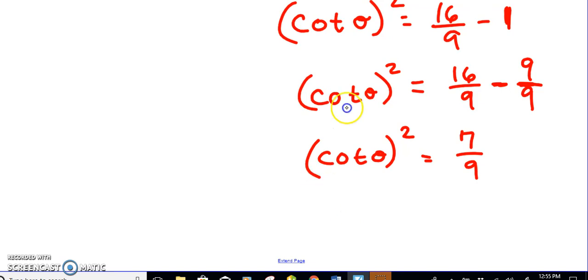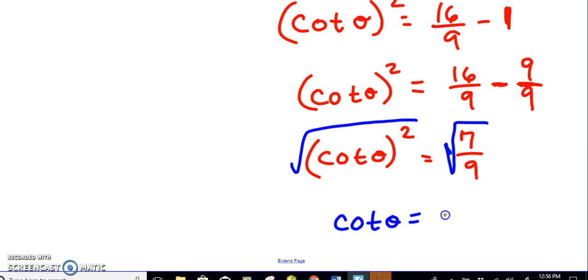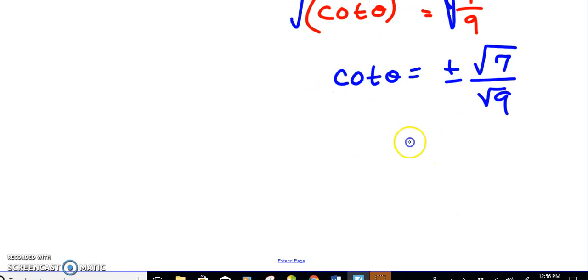And then to get cotangent by itself, take the square root. So we square root it. There we go. And hopefully you guys remember what happens when you square root numbers. So here this is cotangent theta, and we know we have plus or minus the square root of 7 over the square root of 9. Hopefully you remember that part, because you can break it apart. If we simplify that down, that's plus or minus square root of 7 over 3, because the square root of 7 stays there because it's not a perfect square. Square root of 9 is 3.